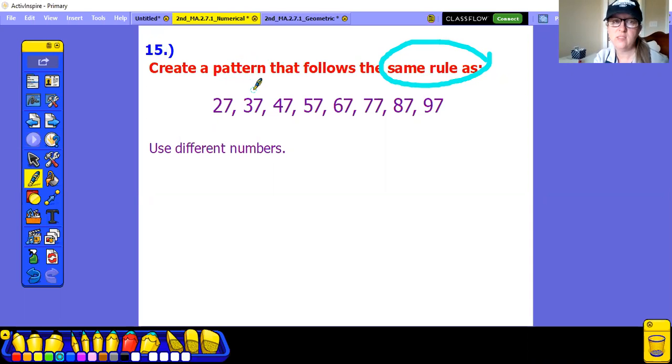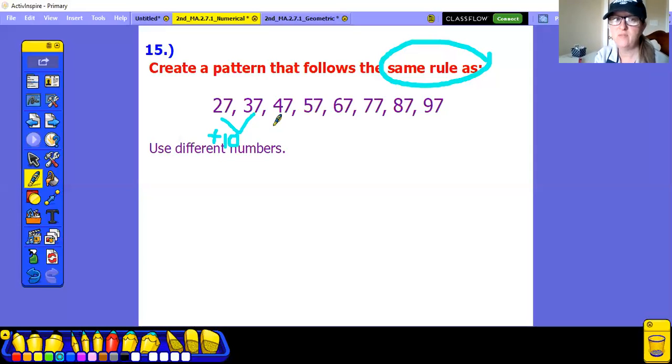27, 37, 47, 57, 67, 77, 87, 97. So what did you hear happening when we read those out loud? Well, if you've noticed that each one of these ends in a 7, that's true. In fact, each time we moved up to a different number, the numbers were getting bigger, and they were getting bigger by 10. If we start at 27 and we add 10, we end up on 37. And that's true for every single one of these.